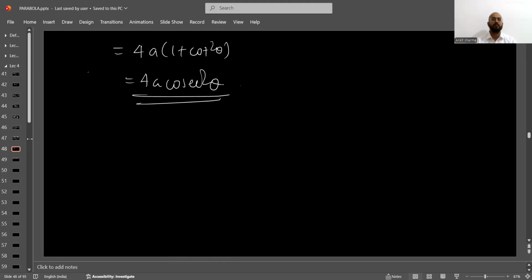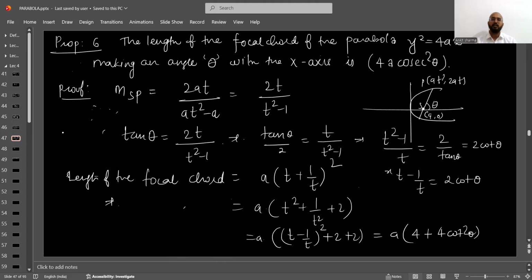So this is what we had to prove: that the length of the focal chord of a parabola y squared equal to 4ax, making an angle theta with the x-axis, is 4a cosec squared theta. And that's what we proved. We have another property in the row.